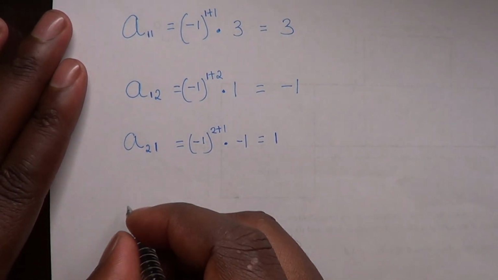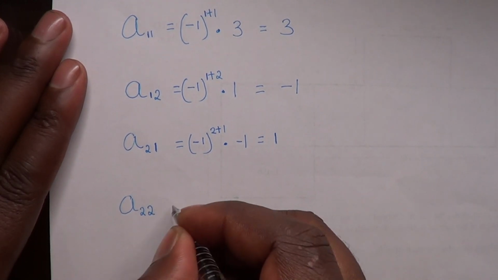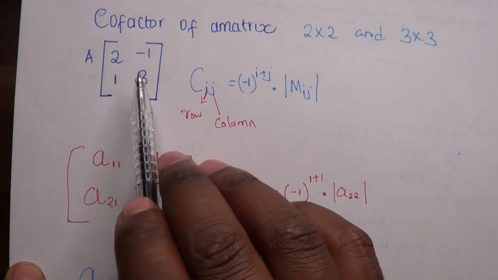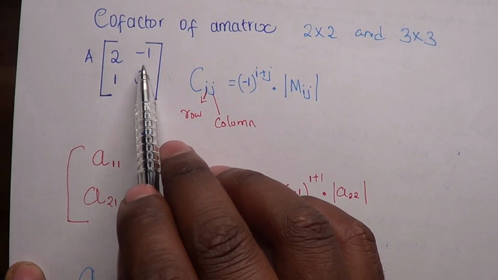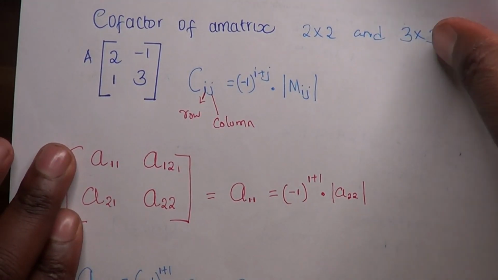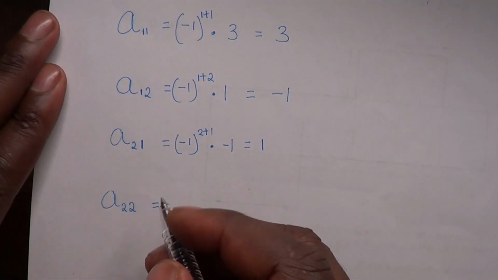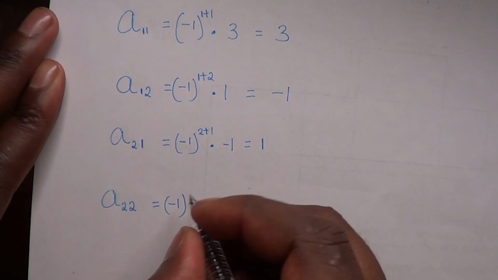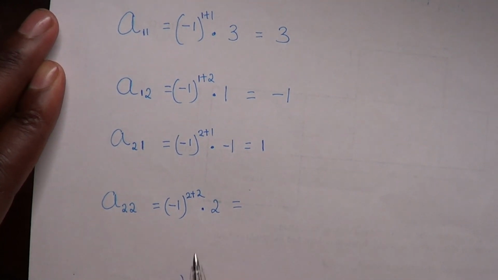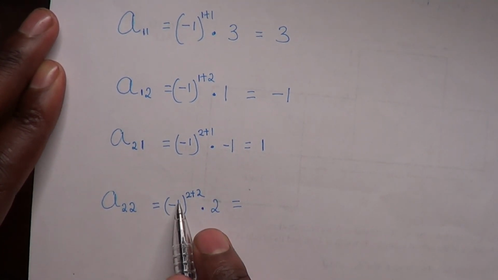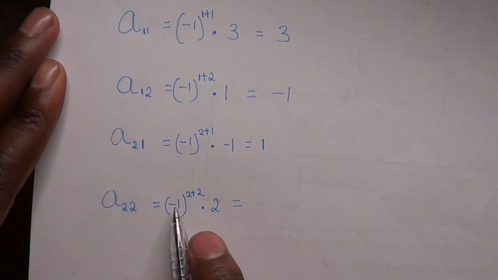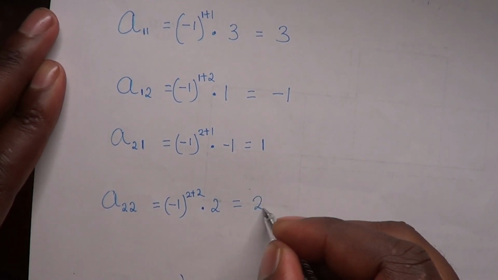Okay, so the last one, second column, second row, it will be what? Second column there, second row. So this one is the major. Now the minor is here, because we close this one and we close this one, we remain with 2. So it will be negative 1 to the power of 2 plus 2, times 2. It will be what? That is 2 plus 2, that is 4. Negative 1 power 4, that's positive 1. Positive 1 times 2, we remain with 2.